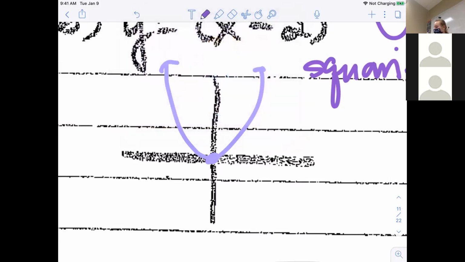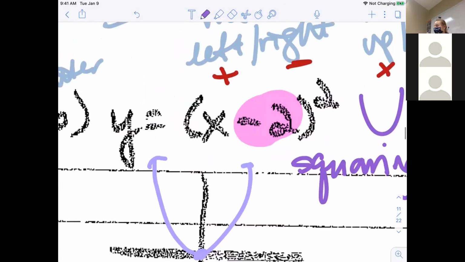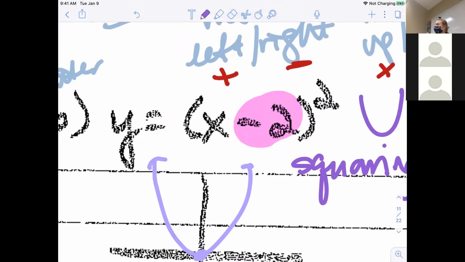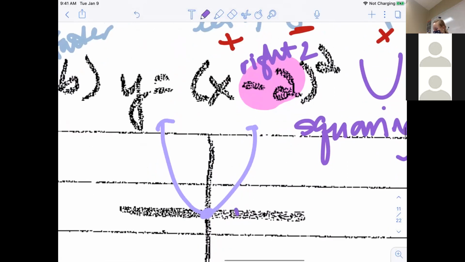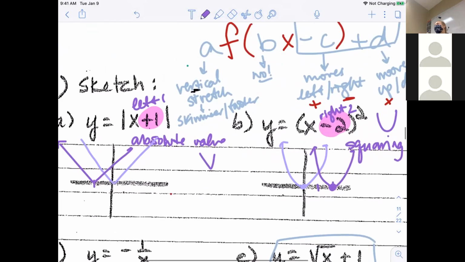This time though, I'm doing x minus 2 squared. Since it's minus 2 on the inside, it's going to go left or right. And it's going to go right because it's opposite of what we think. Right 2 units. 1, 2. So it's going to go here. I'm going to draw my U function here. The squared is what makes it look like that shape. That's the only thing that we worry about with it.